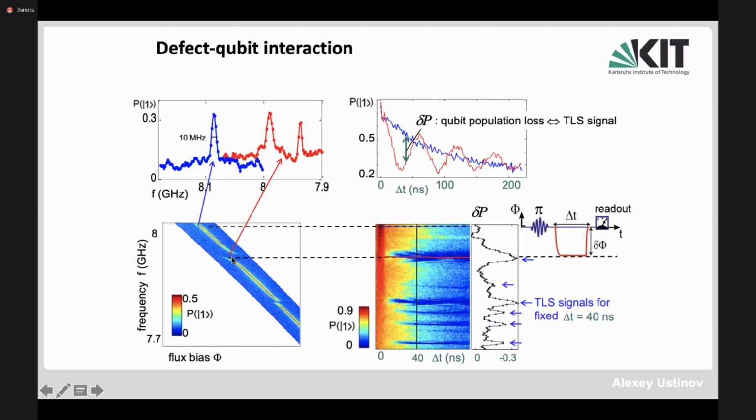So instead of one frequency at the same flux, you see two frequencies at the fixed flux. And this corresponds to interaction with something which has the same frequency. Then there is another avoided level crossing below, which you see here.